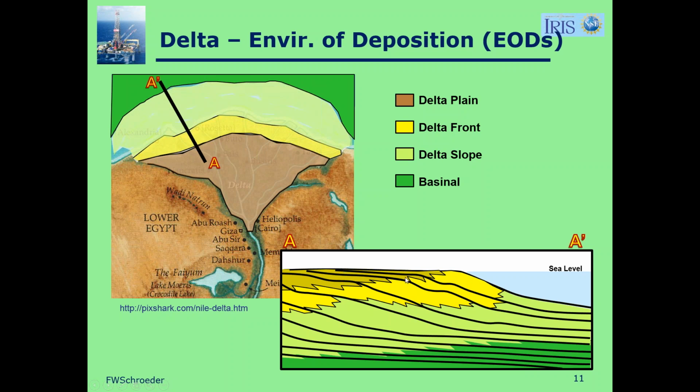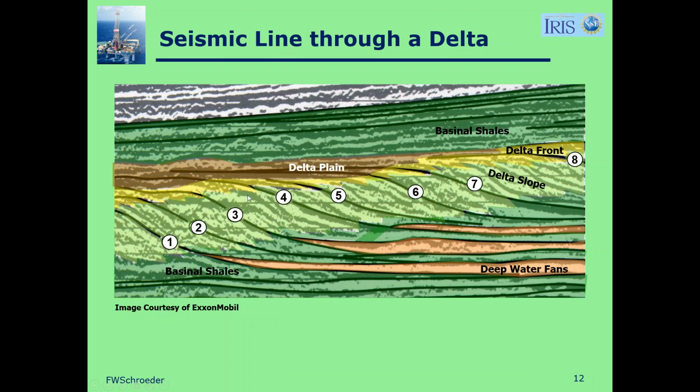The delta plain can be a reservoir quality rock, but we would not expect it to be as good as the delta front. And that'll come in when I start talking about the exercise in a few minutes. Here's a seismic example.